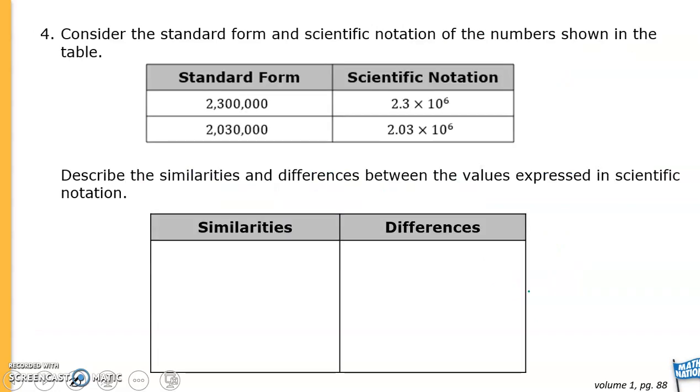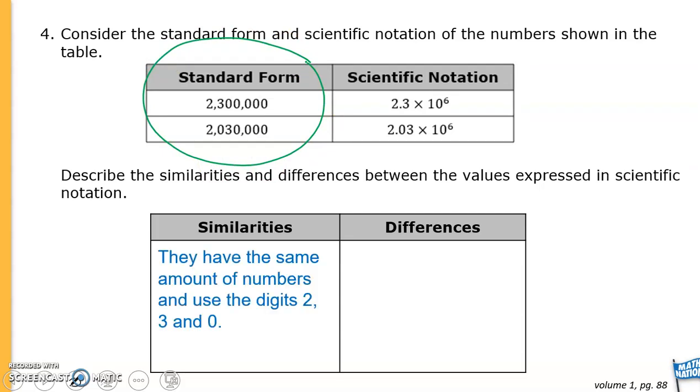Consider the standard and scientific notation of the numbers shown in the table. Describe the similarities and differences between the values expressed in scientific notation. Pause here for a few seconds while you jot down some ideas. How are these numbers the same and different?